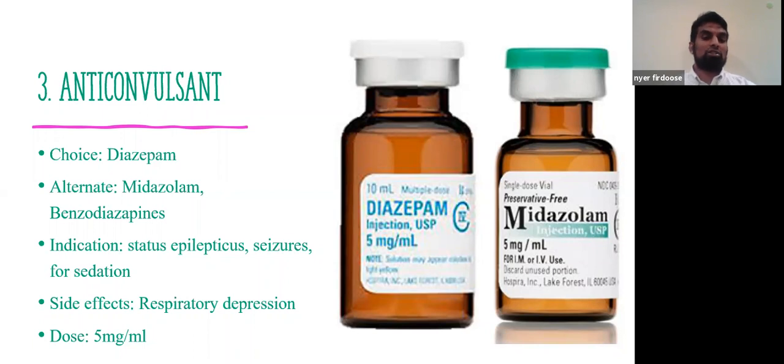Administration should always be IV or IM. The indications are status epilepticus, local anesthetic seizures, or even hyperventilation in case we need sedation, and in case of thyroid storm we can also use this drug for sedation purposes. The availability of midazolam is again 5 milligrams per ml in 1, 2, 5 and 10 ml vials, and also 2 ml preloaded syringes.